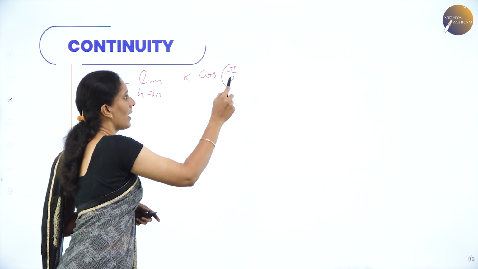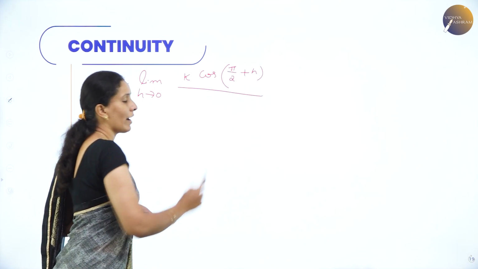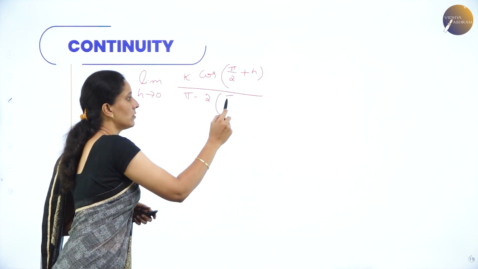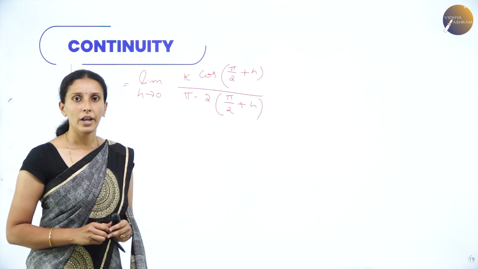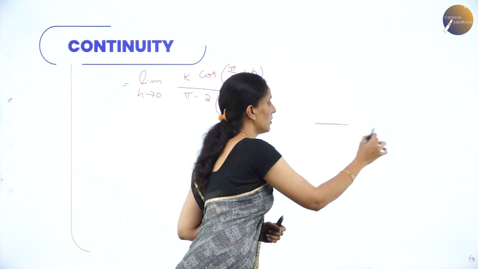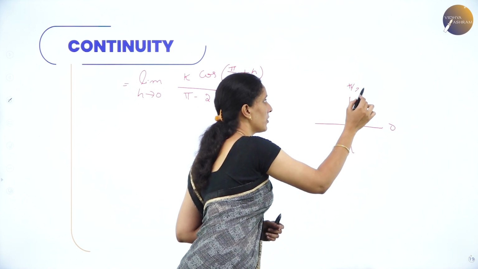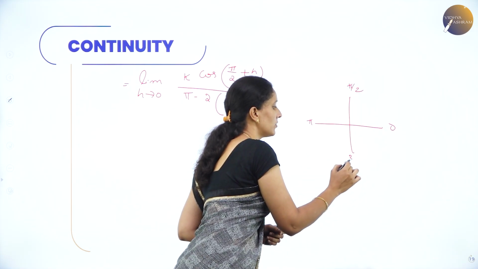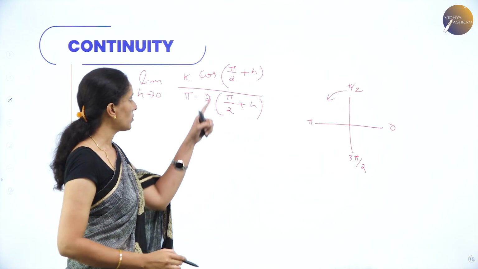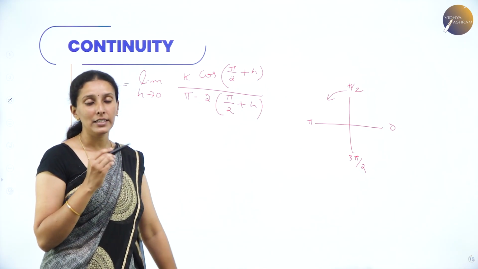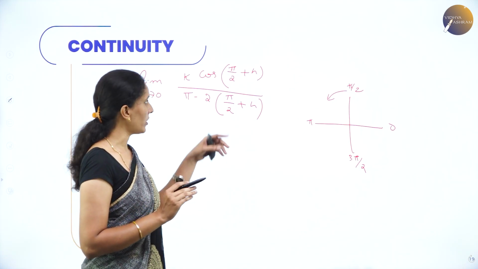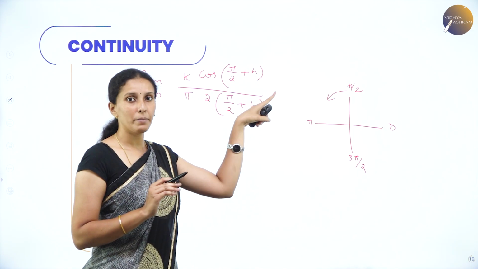So this becomes (pi by 2 plus h) whole divided by (pi minus 2 into (pi by 2 plus h)). So now here we have k into cos(pi by 2 plus h). We know that, on the circle, this is 0, pi by 2, pi, and here it is 3 pi by 2. So what is pi by 2 plus theta? It lies in the second quadrant. In the second quadrant, whenever you have 90 plus theta, the function changes to cofunction. We have learned this with the help of allied angles in trigonometry. So therefore, cos(90 plus h) can be written as sin h.